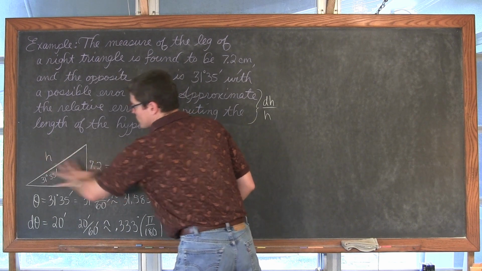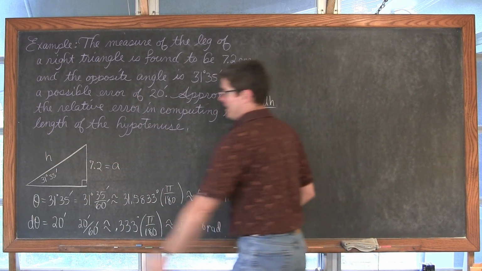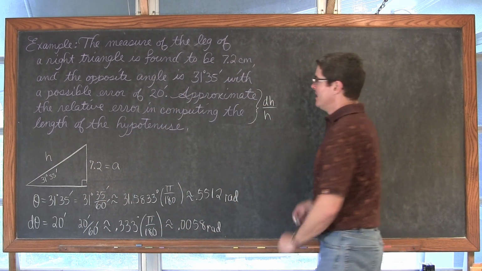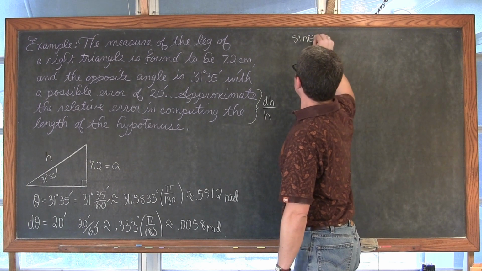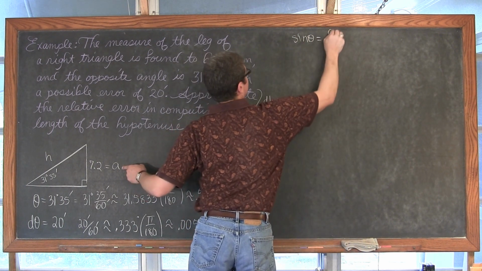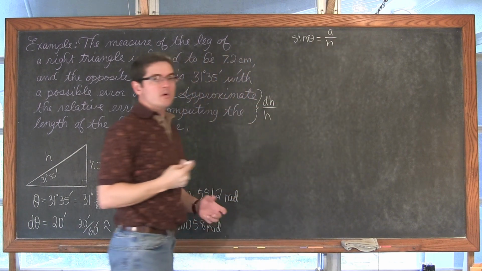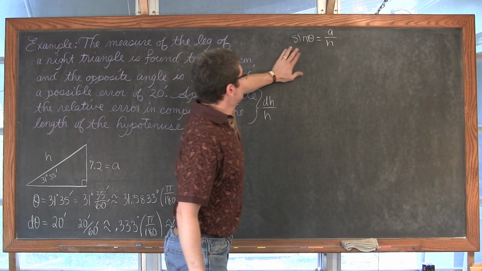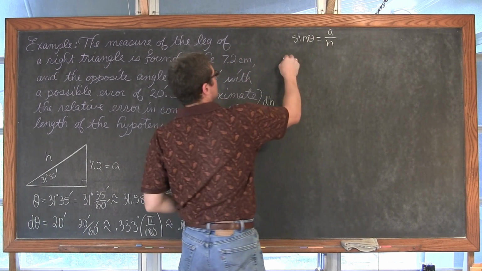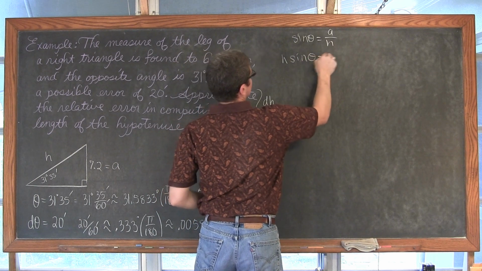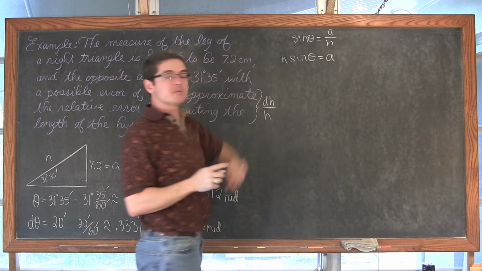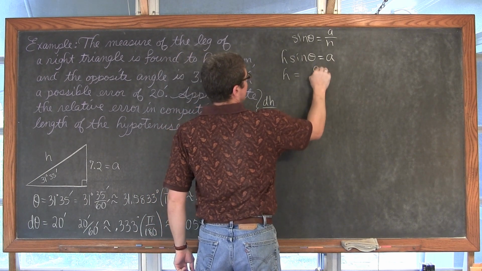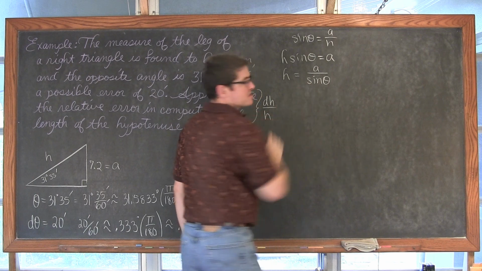Now, looking at the triangle, what trig function is going to relate all this information together? Angle, opposite side, hypotenuse. Yeah, that's sine. So we have the sine of theta is equal to our opposite side A over H. We're going to be ultimately looking for DH. Let's get this equation solved for H. That's going to be multiply both sides by H, and we get H sine theta equals A. Divide both sides by sine theta, and we get H is equal to A over the sine theta.